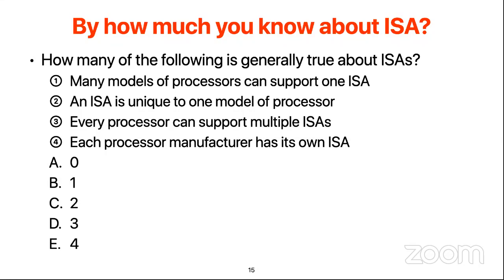So the second is incorrect, right? The instruction set architecture is not unique to one model of processor. And we haven't seen an example of a processor supporting multiple instruction set architectures, and not every processor manufacturer has its own instruction set architecture. So the only thing that seems to be correct is the first one: many processor models can support one instruction set architecture.